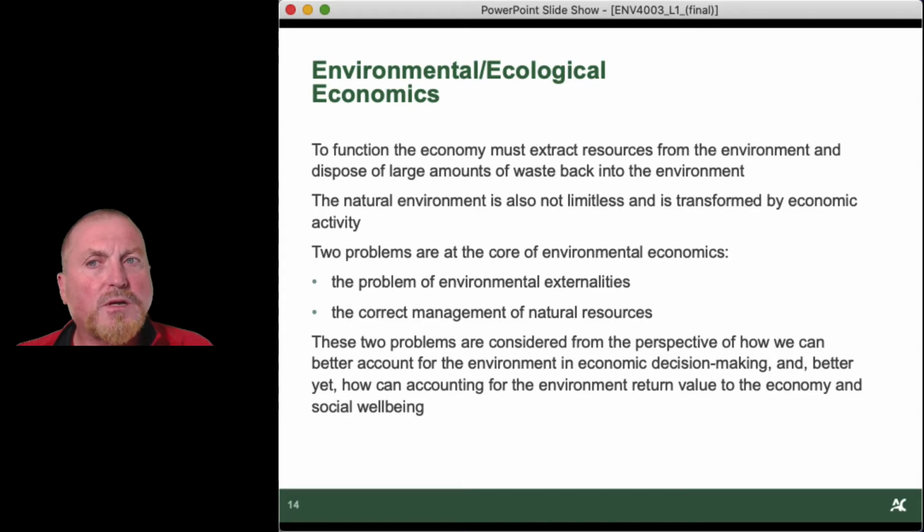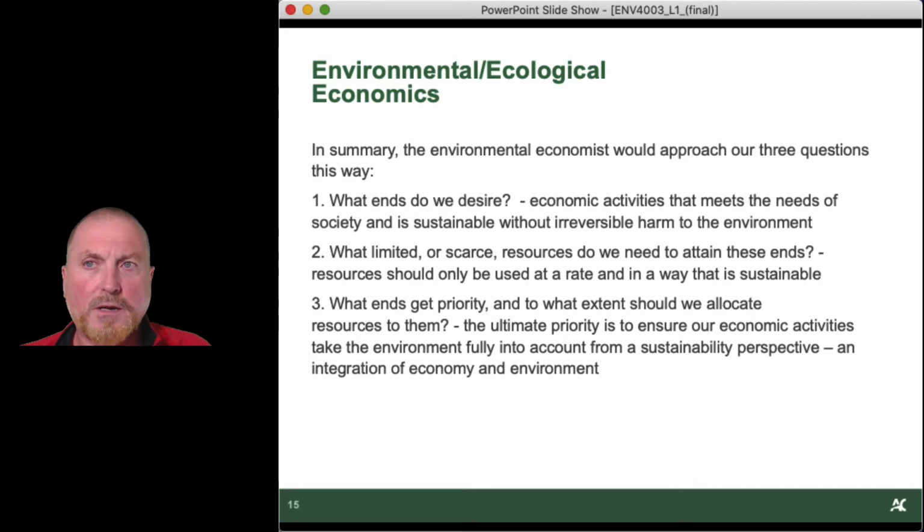So these two problems are considered from the perspective of how we can better account for the environment in economic decision making, and better yet, how accounting for the environment returns value to the economy and social welfare. All right? That's what we're concerned about here. So, in summary, the environmental economists would approach our three questions this way. What ends do we desire? Economic activities that meet the needs of society and are sustainable without irreversible harm to the environment. What limited or scarce resources do we need to attain these ends?